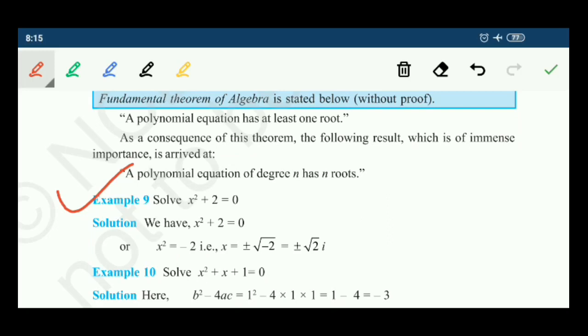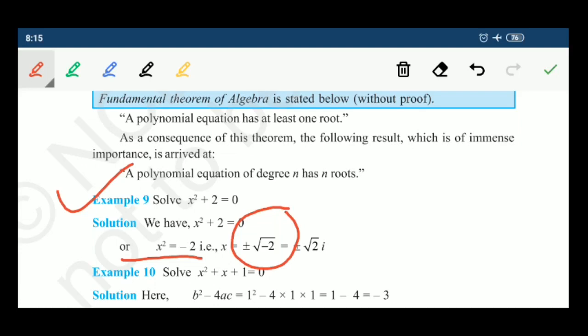So what is the value of x square, which is equal to minus 2? But in the earlier class we said this quadratic equation has x equal to plus minus under root minus 2. When we have any number whose square root is negative, we say it has no real roots. But here we will use this concept of complex numbers.